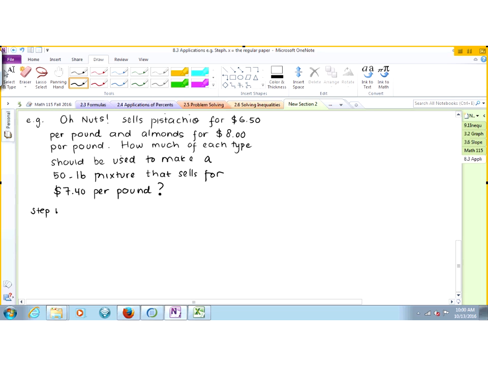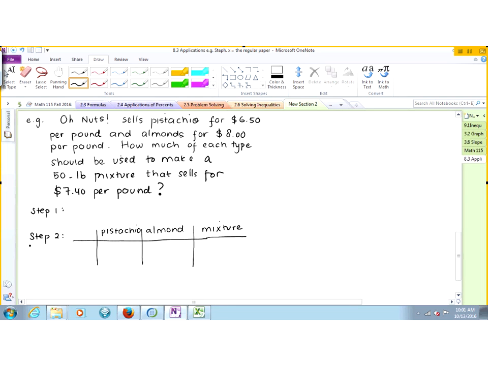Now, when we're talking about the table, this is what I mean. Step 2. We're going to have 3 headings. In this case, I'm going to have the 2 things that we mixed, which is pistachio and almonds. That's right. And the last column will be mixture. So pistachio, almond, and mixture.